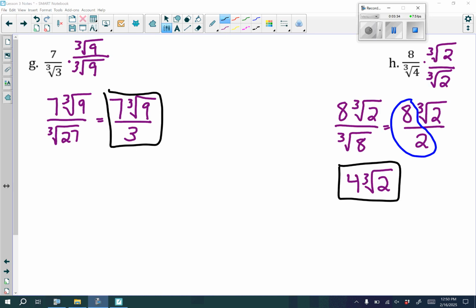Okay, here's your answers. So let's look at G. So once again, we have 7 over the cube root of 3. Now notice 7 is not underneath the cube root, so we can't simplify there. We need to rationalize the denominator and get rid of this cube root in the denominator.